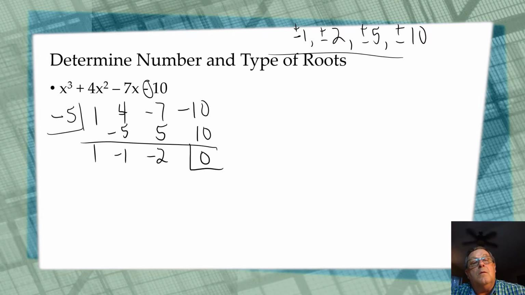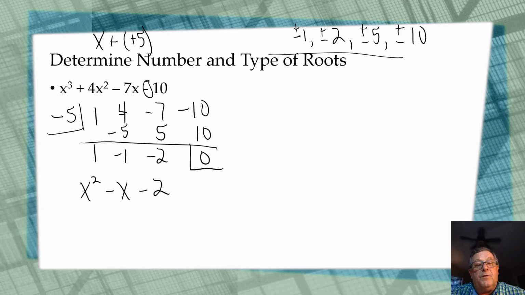So, actually, I could say that x minus -5 is a factor, which of course becomes x plus 5. Now, I've got a depressed polynomial here, and that would be x squared minus x minus 2. And let's see if we could factor that.